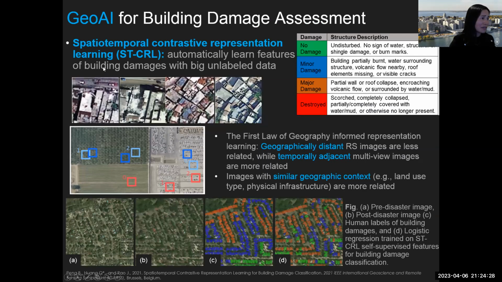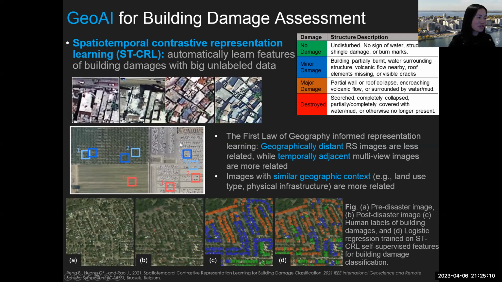In addition to flood mapping, we also work on damage assessment. One of the examples is we develop a spatial temporal contrastive representation learning, which can automatically learn features of building damage without label data. The model can classify buildings into no damage, minor damage, major damage, and destroyed. The key idea is to select a positive pair and a negative pair to train the contrastive model learning process.